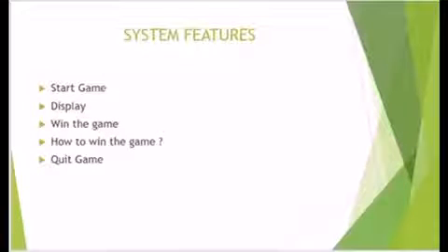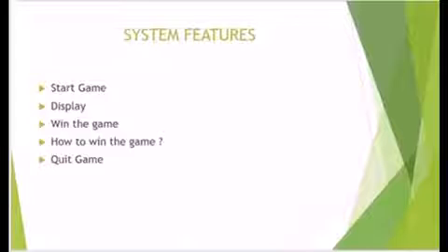I'm going to explain about the Dodge game and its system features. There are five features in it. The first one is start the game. In this state, the game will start when the link is clicked, the obstacles begin to move continuously, and the user is ready to play, and moves in the desired directions to escape from the obstacles.